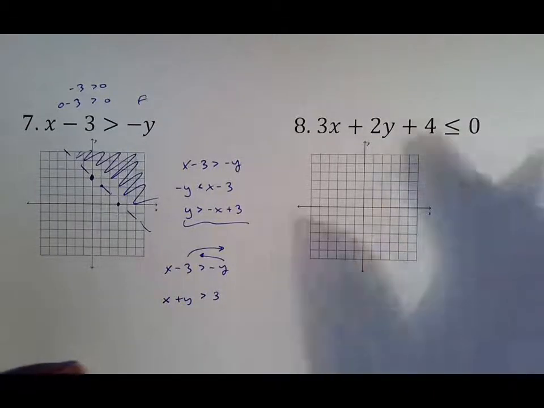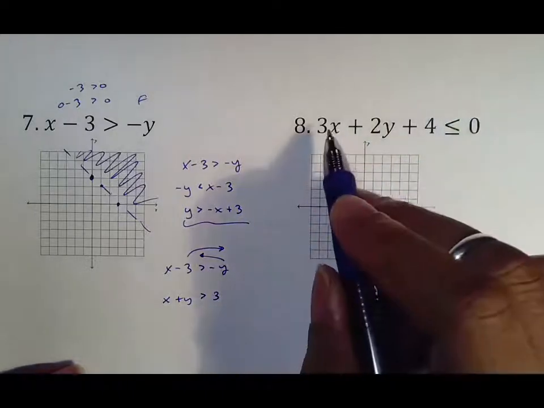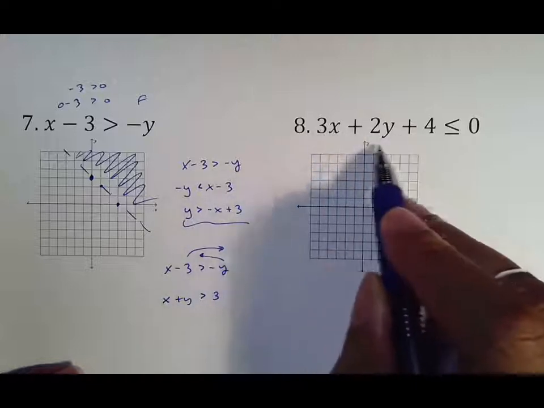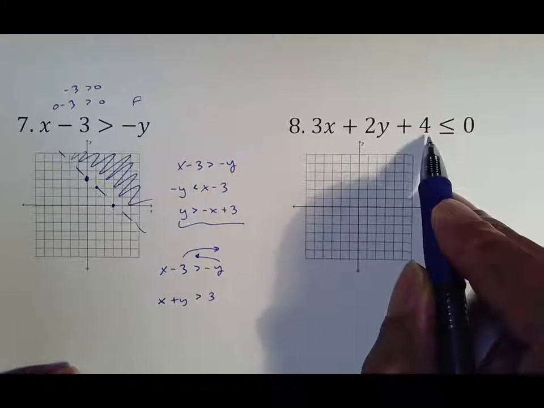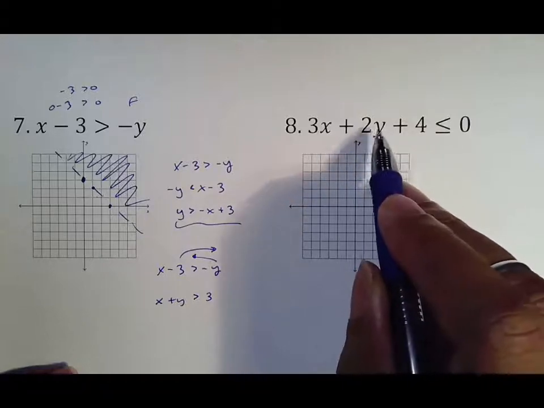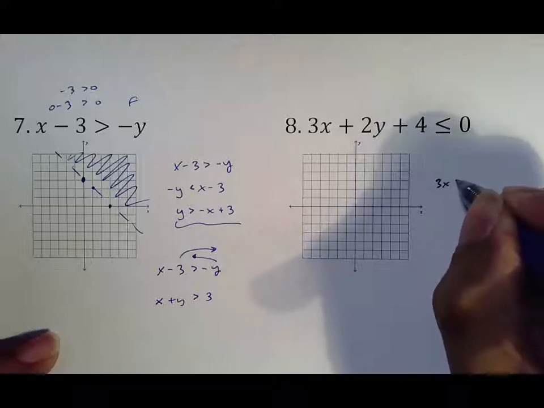And number 8, to me, we could do the intercept method, but when you divide 4 by 3, I'd end up with a fraction. So to me, I'm probably going to say, since 2 goes into 4, that dividing by the 2 on the y gives me a nice number, so I'll probably choose the slope-intercept method.